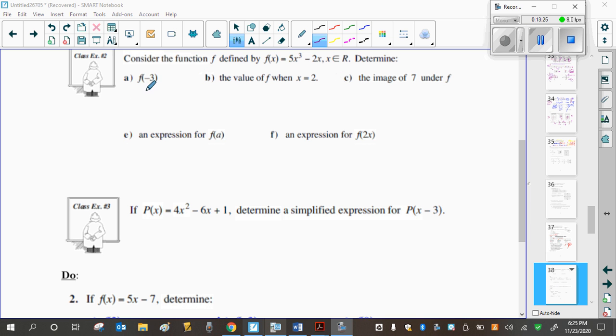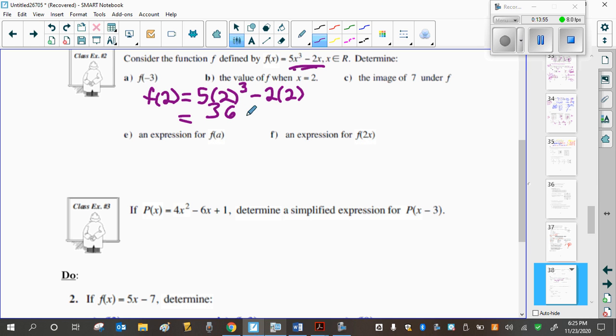Okay, so B, you're trying to find f of 2 for this. So 5x cubed, subtract 2x. I'm running out of room, so I'm going to just pretend I wrote this down. So x cubed becomes 2 cubed. Subtract 2 times x, which is 2 times 2. And then just calculate that. I'm going with 36. Did I get 36? Yeah, okay, good. 40 subtract 4. Calculator does that all.